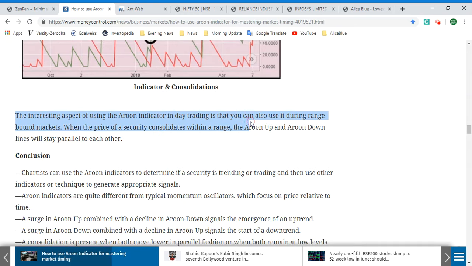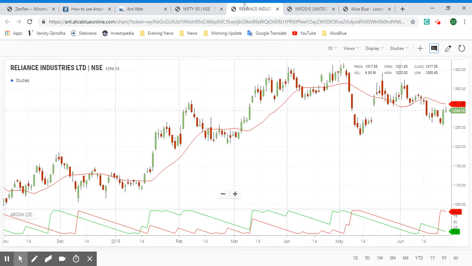So the interesting aspect of using the Aroon indicator in day trading is that you can also use it during range-bound markets. When the price of the security consolidates within a range, the Aroon Up and Down lines will stay parallel to each other. So since the Aroon Up and Down lines remain parallel, you know that you're in a range and trading is very volatile right now.